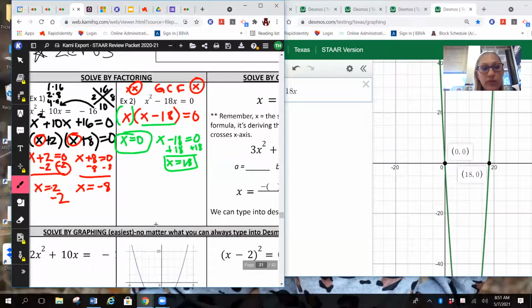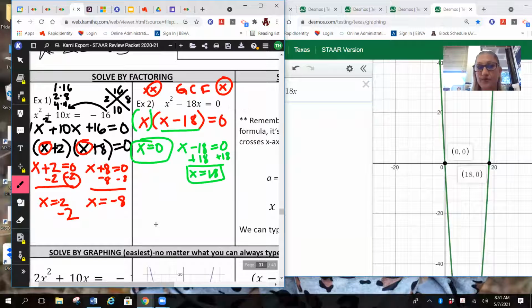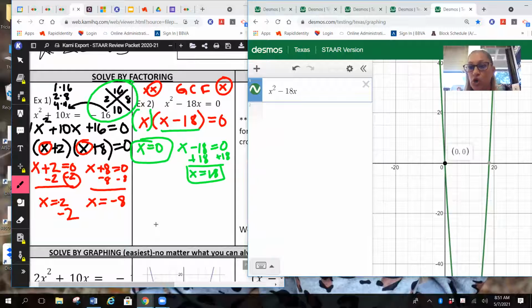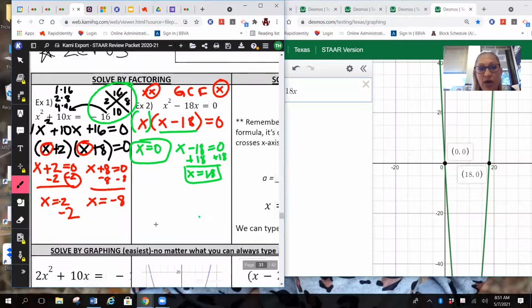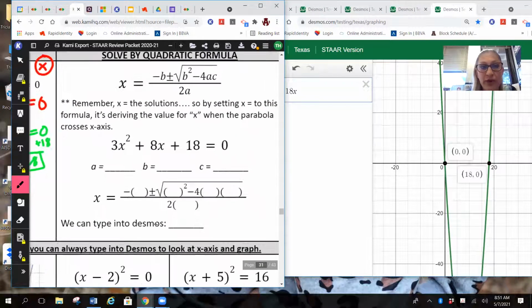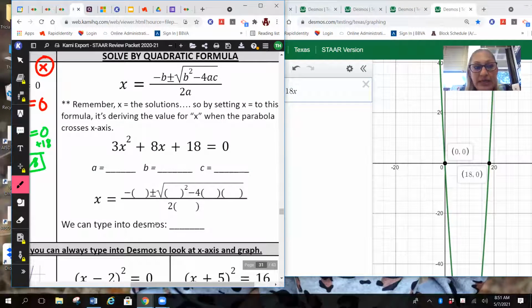Okay, so that's solving by factoring. You need to use your parentheses. Sometimes you'll have to draw your x and fill it in. But remember, if you forget how to factor, type it into Desmos and let Desmos show you where the x-intercepts are.